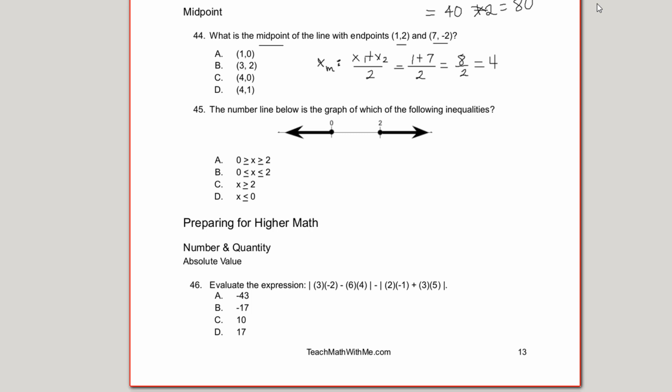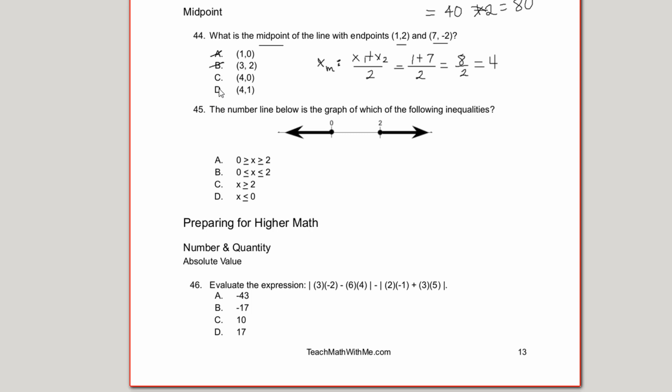Now, if we're trying to go really fast, which we are, we're trying to go as fast as we can on these questions. At this point, here's a point where I want to look at my answer choices. I know the x value is going to be 4, and so that's going to eliminate A and B.